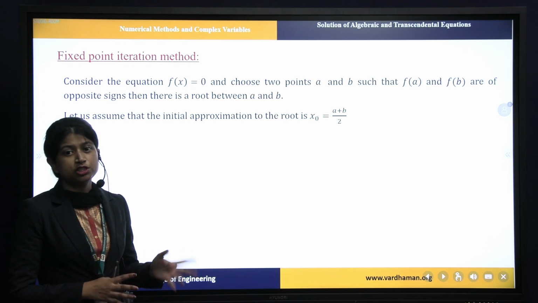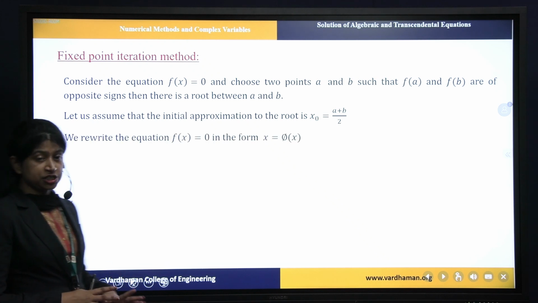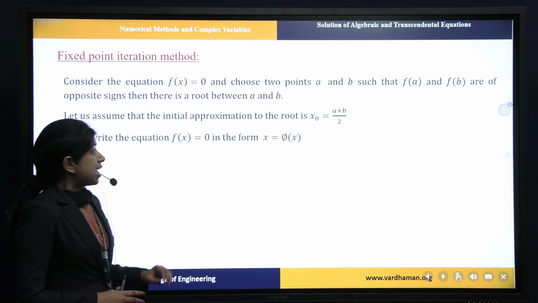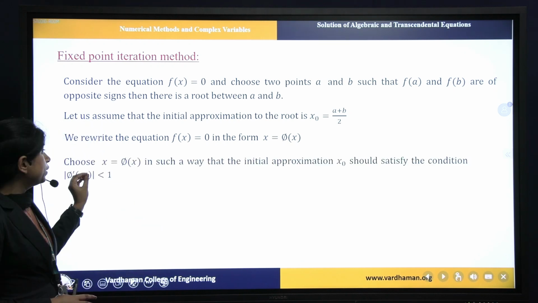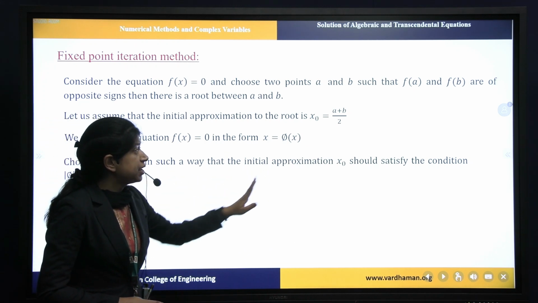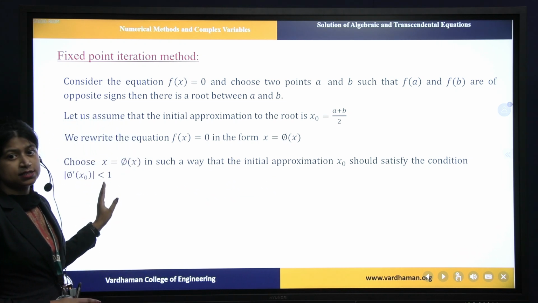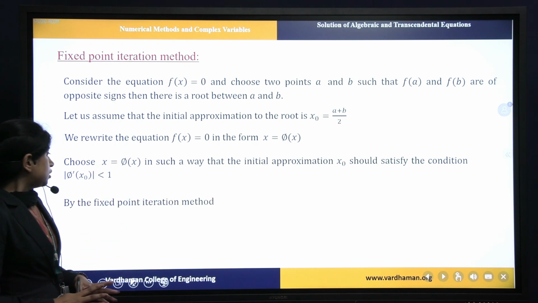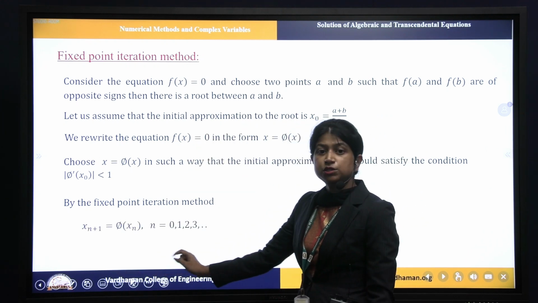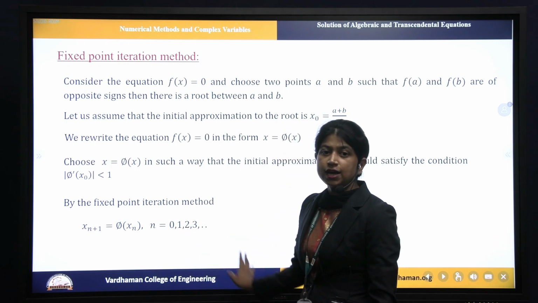Next we will assume the initial approximation to the root, that is x0 equal to (a plus b) by 2, the points we have chosen. Now we will write this f(x) equal to 0 equation in the form x equal to phi(x). We need to choose x equal to phi(x) in such a way that the initial approximation x0 should satisfy the condition mod of phi dash(x) is less than 1. Now by the fixed point iteration method, we get that x(n+1) is equal to phi(xn) for n equal to 0, 1, 2, 3 and so on.